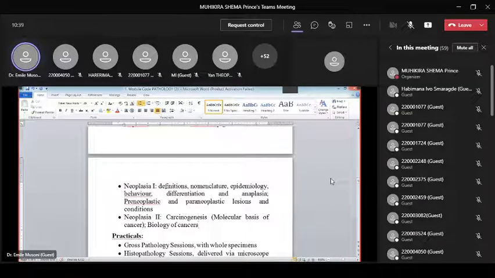Neoplasia here, it means the abnormal cell growth, where we see the carcinogenesis, the mechanism of cancer development in the human body, where we see the type of cancer, the etiology of the cancer, and the molecular basis of cancer.